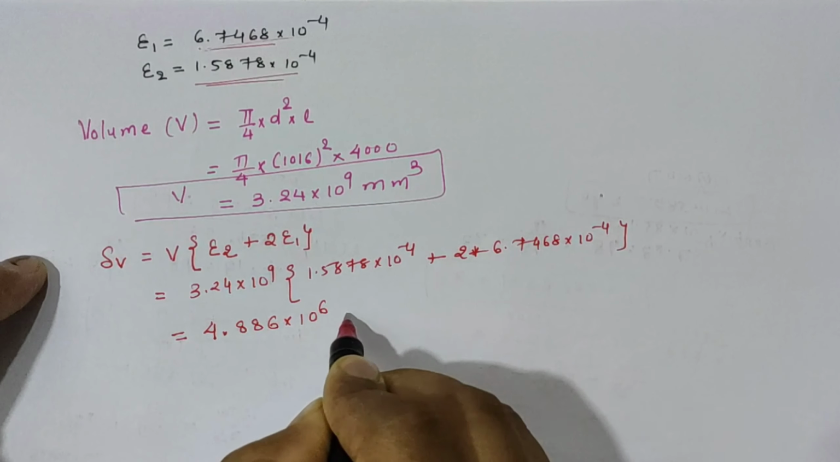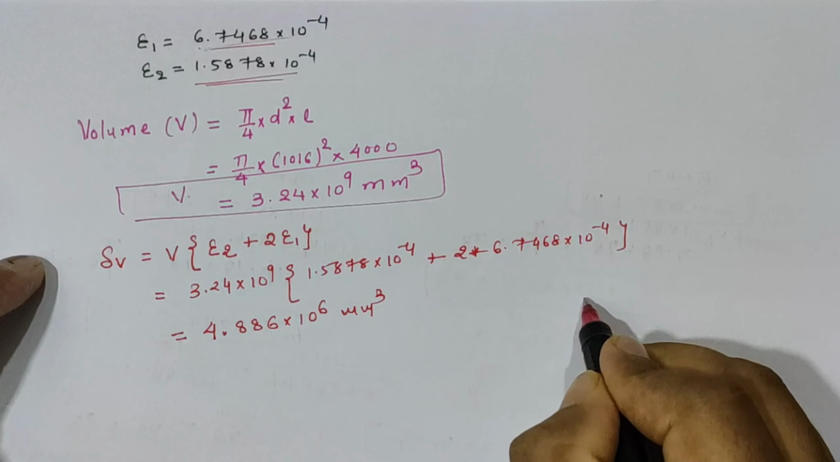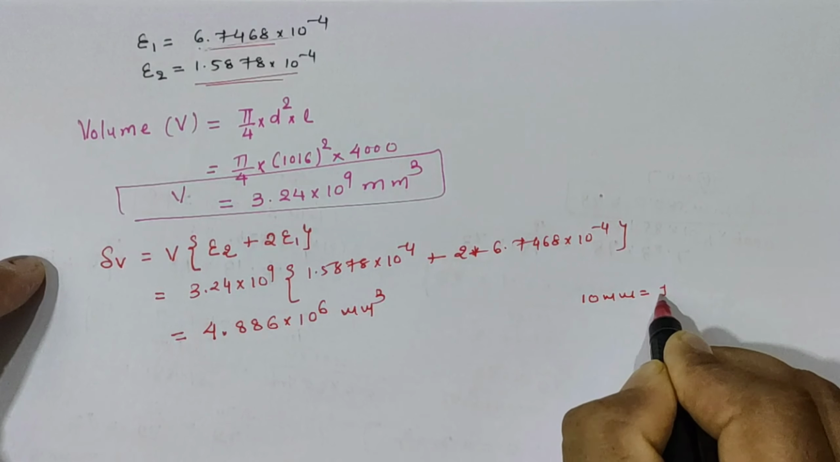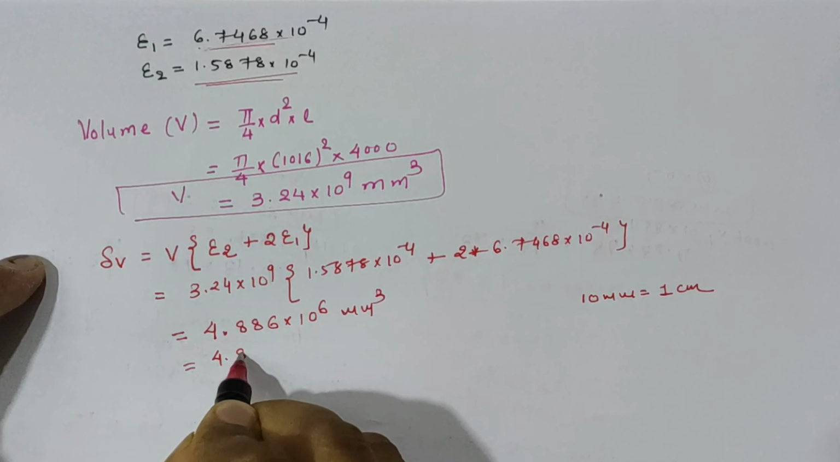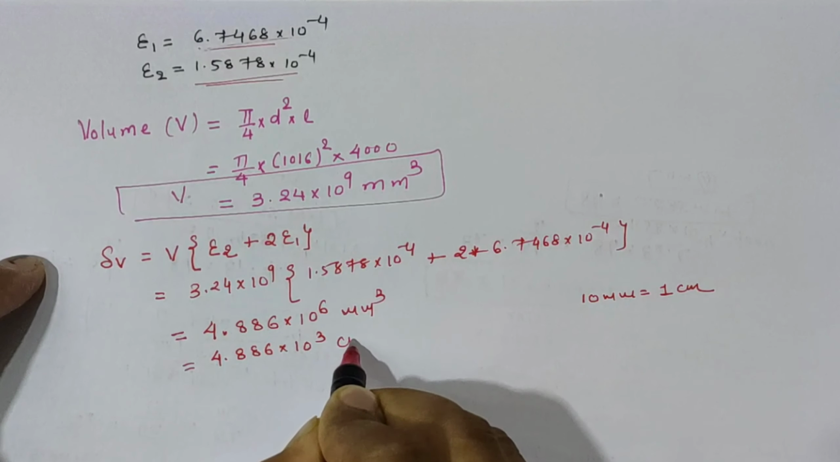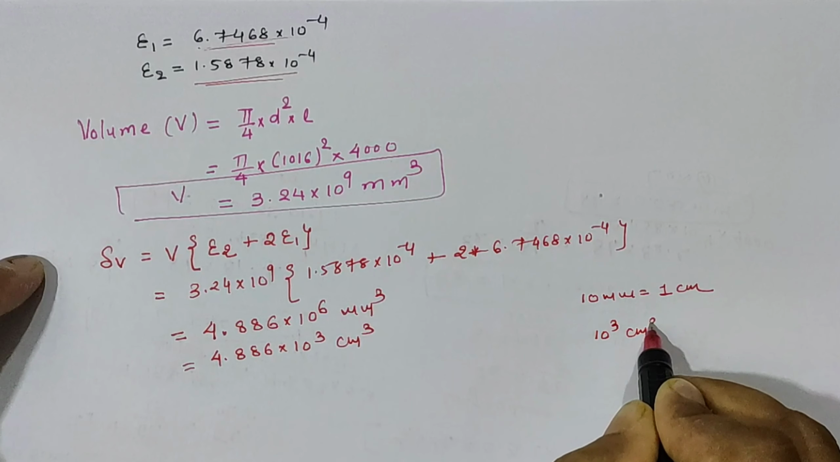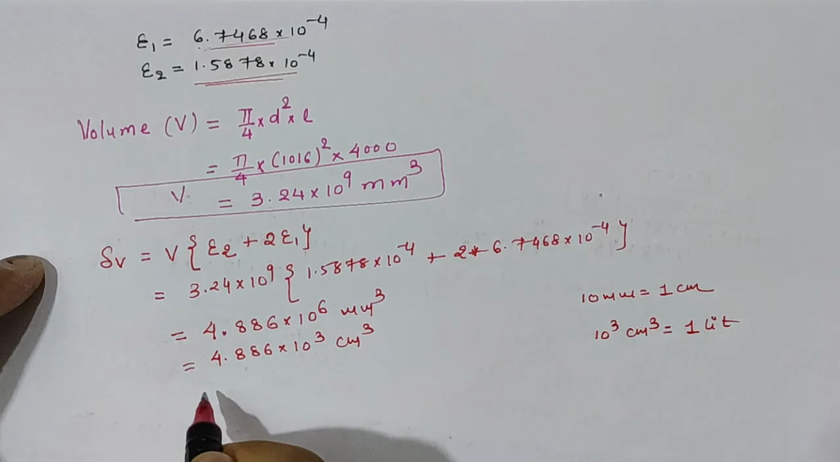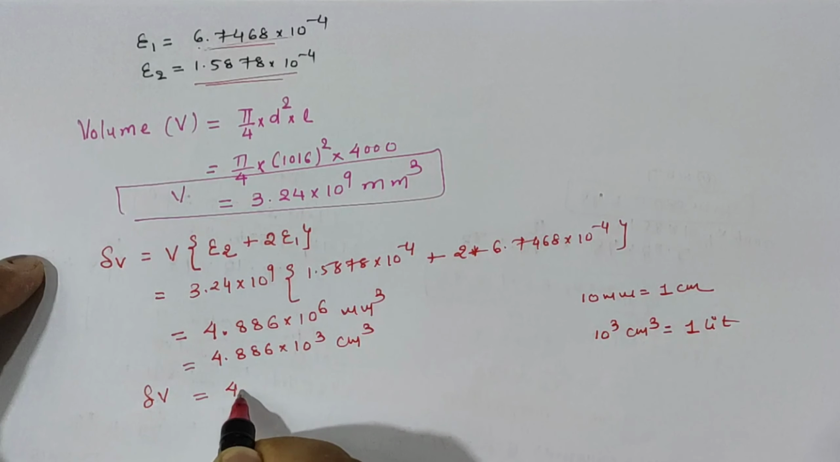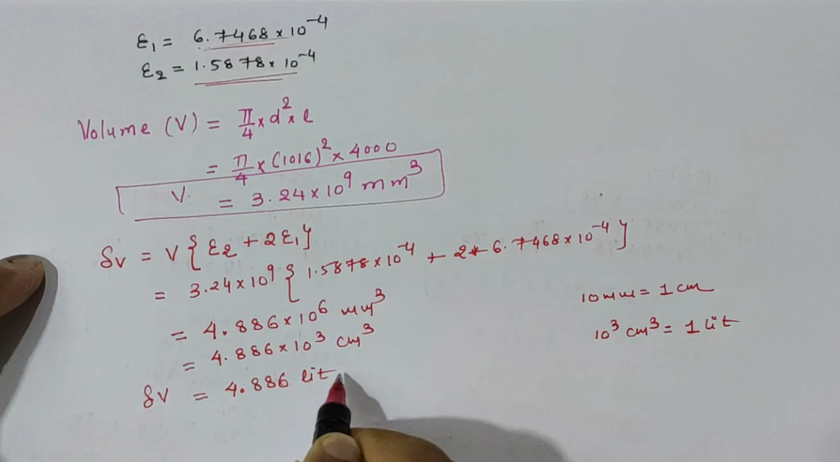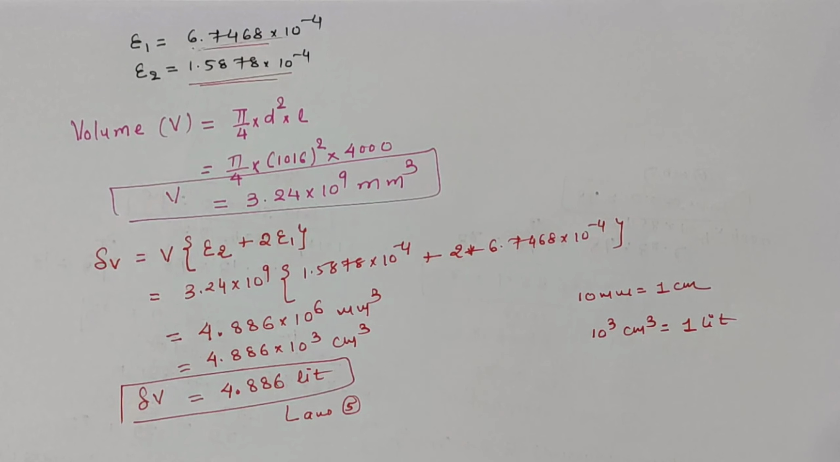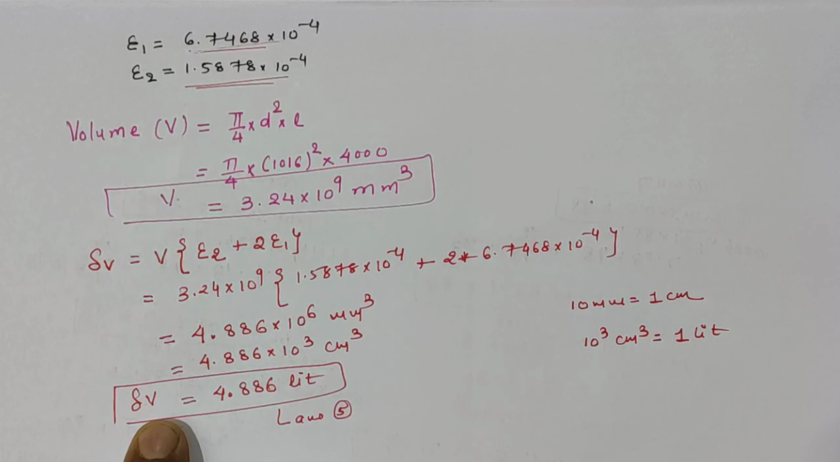Now calculating this term, we have the value as 4.886 into 10 raised to 6 mm cube, and for 10 mm it is 1 centimeter, so it is 4.886 into 10 cube centimeter cube, and 10 cube centimeter cube is equal to 1 liter. Hence the change in the volume is 4.886 in terms of liter. So thus we can calculate the stresses on the thin cylindrical shell according to the given data, as well as dimensional change as change in the length, change in the diameter, as well as volumetric change. Thank you.